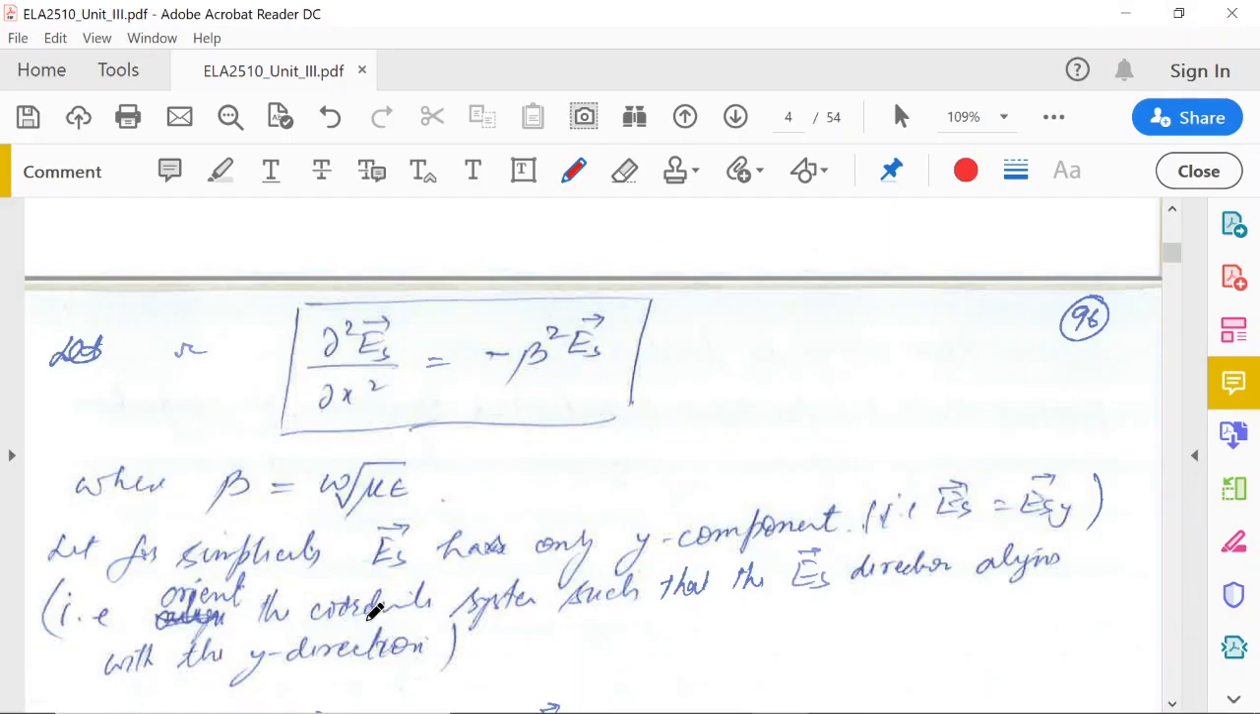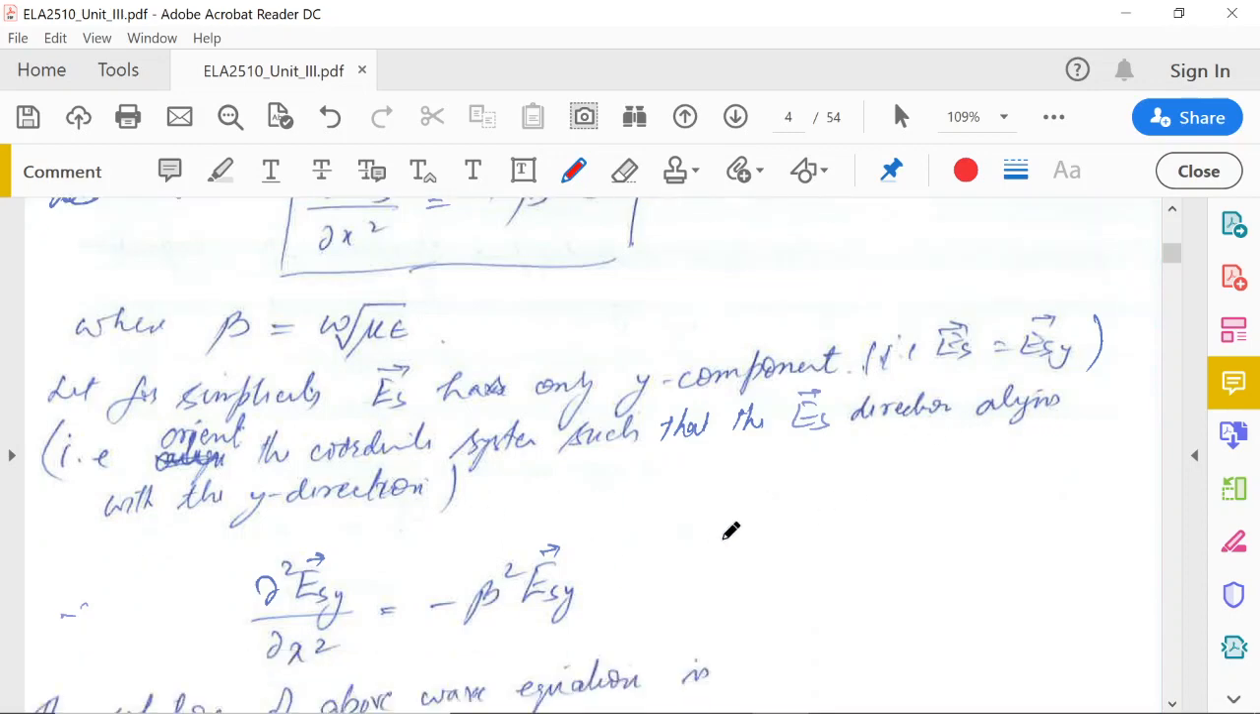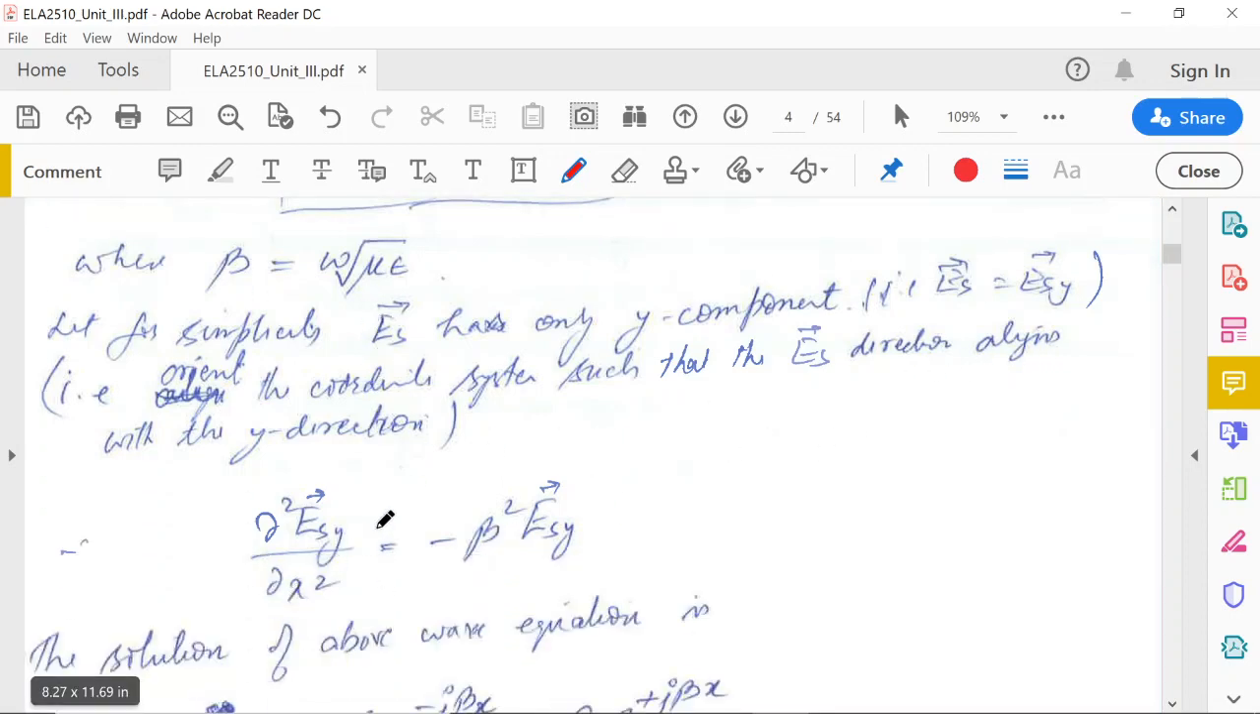So for simplicity, let Es have only a y component, Es equals Esy. That is, orient the coordinate system so that the Es direction aligns with the y direction. So now the equation becomes this. It has only the y component, and it is a function of x. So the electric field direction is along the y direction, and it varies with x only.